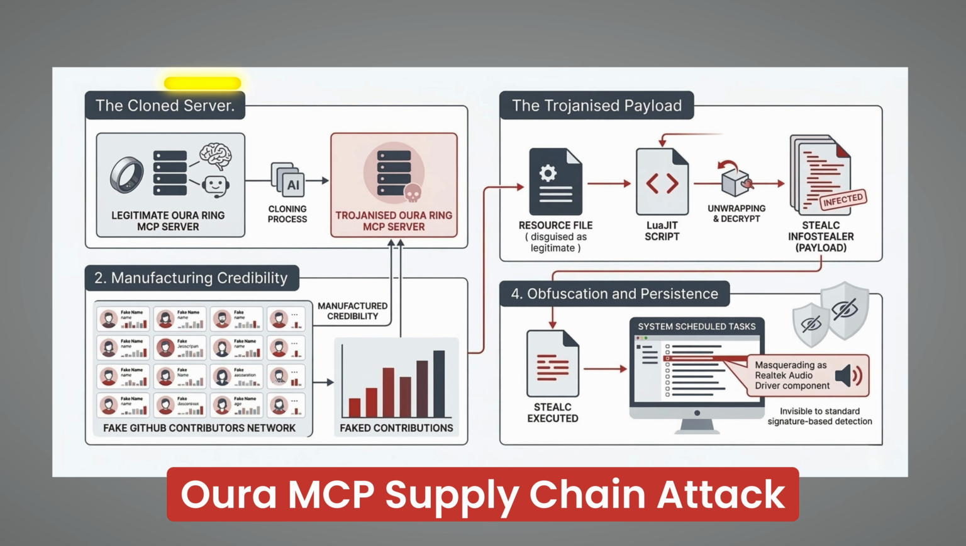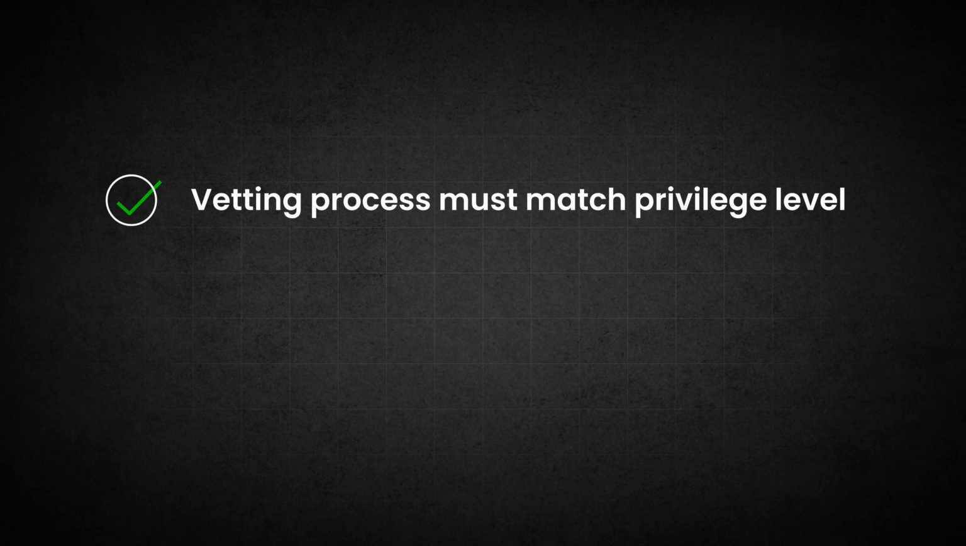Let me give you a couple of examples from early 2026. Threat actors cloned a legitimate MCP server, one built to connect AI assistants to the Aura Ring health data, and poisoned legitimate MCP registries with a Trojanized version. They built a network of fake GitHub contributors to manufacture credibility. The lesson here isn't don't trust GitHub. The lesson is that MCP servers have privileged access to your internal data and your AI's execution capabilities. Your vetting process needs to match the privilege level.